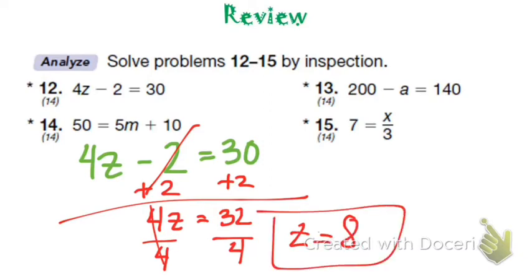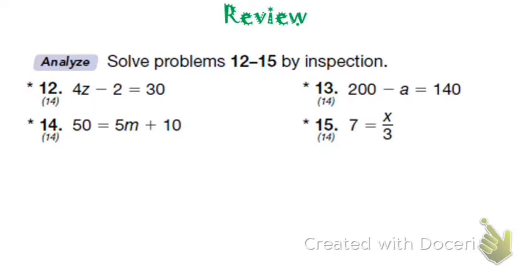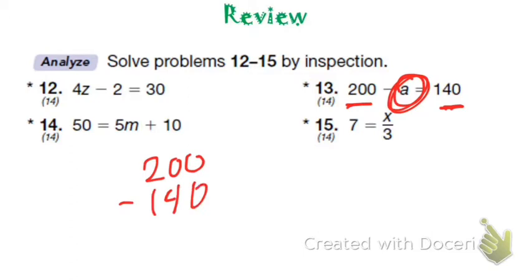Number 13 says 200 minus a equals 140. We know that in order to find the subtrahend, we subtract the difference from the minuend. So if we do 200 minus 140, our answer should be 60.